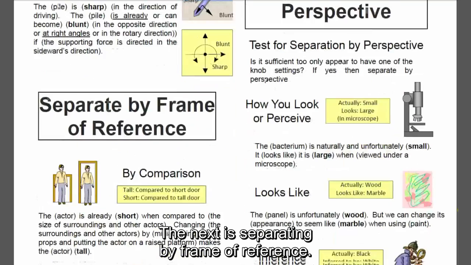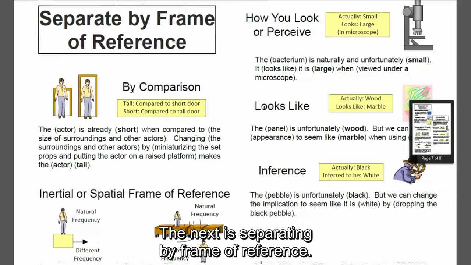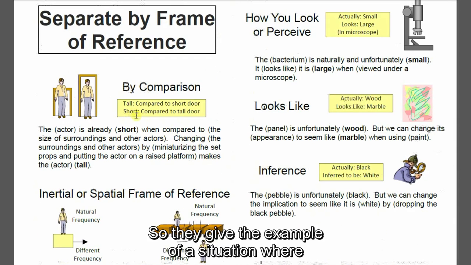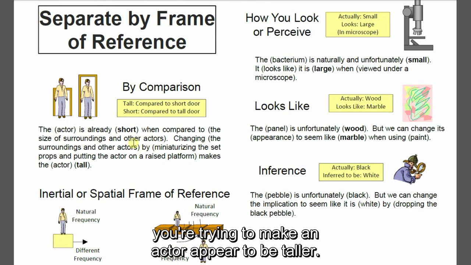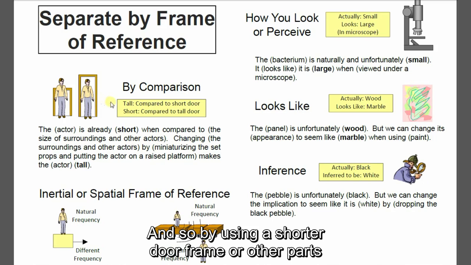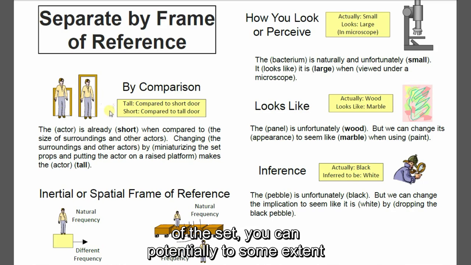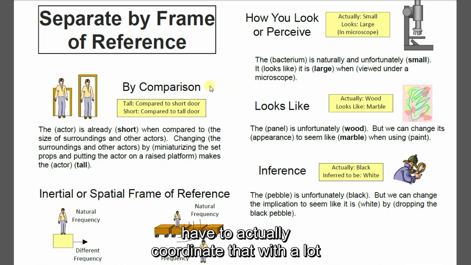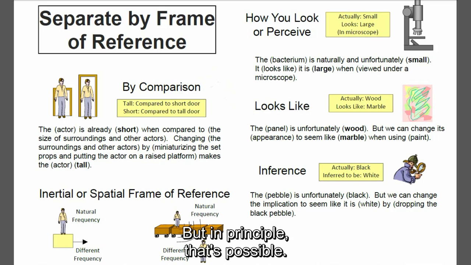The next is separating by frame of reference. So the first aspect of this is by comparison. So they give the example of a situation where you're trying to make an actor appear to be taller, and so by using a shorter door frame or other parts of the set, you can potentially, to some extent, make him appear taller, although you'd have to actually coordinate that with a lot of other aspects of production, but in principle, that's possible.